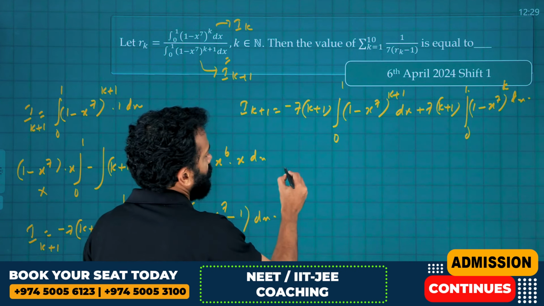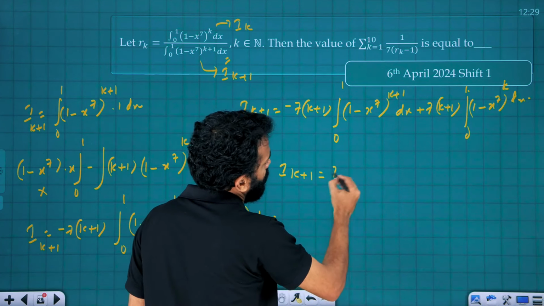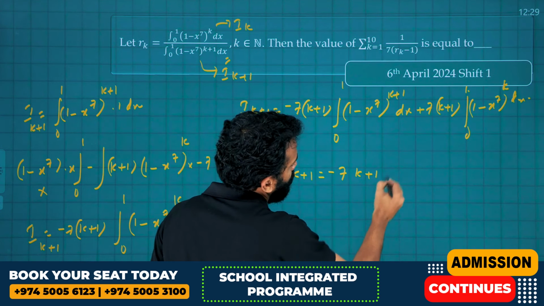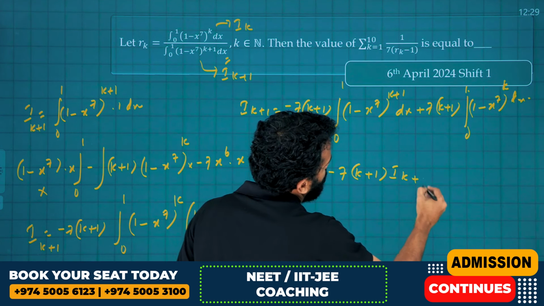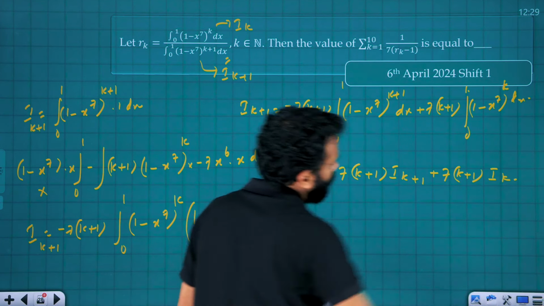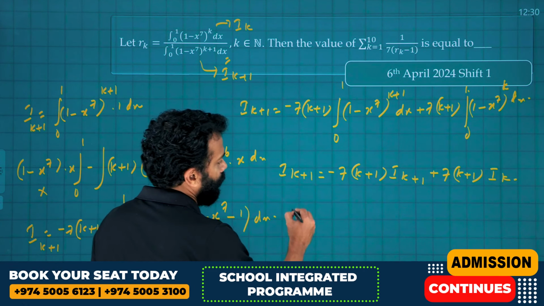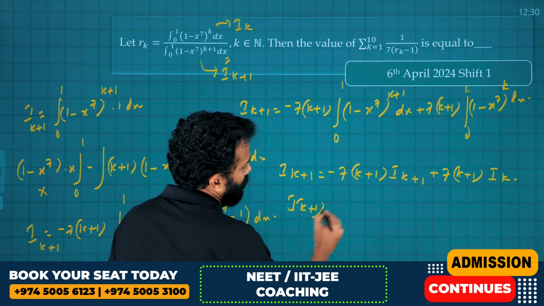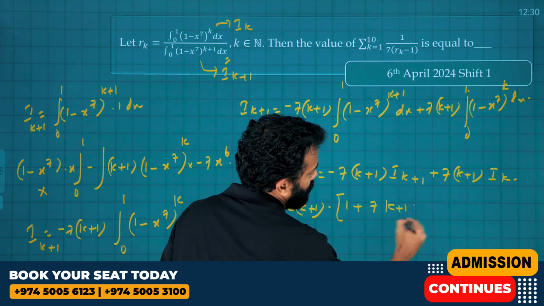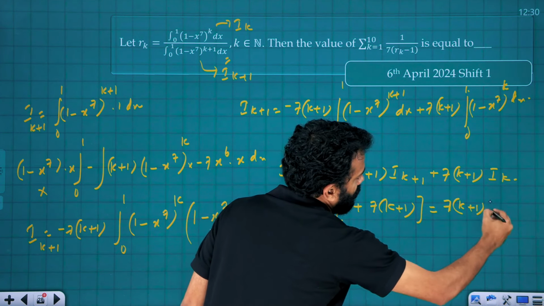Therefore, I k plus 1 is equal to minus 7 into k plus 1 into I k plus 1 plus 7 into k plus 1 into I k. You can write it like that. Take this over here and you will get I k plus 1 into (1 plus 7 into k plus 1), which is equal to 7 into k plus 1 into I k.